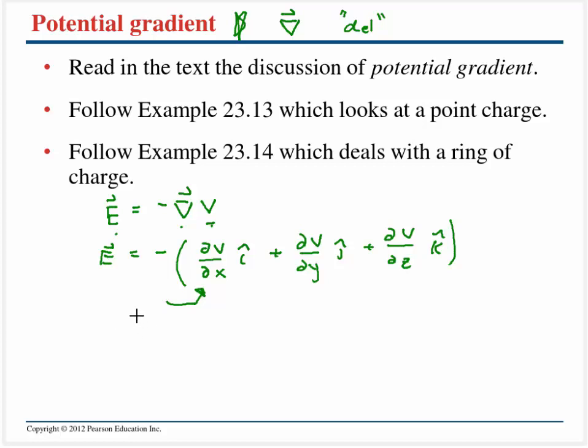Because these partial derivatives are related to the slope, what this is also implicitly saying is that the electric field is going to be perpendicular to the lines of equipotential surface.